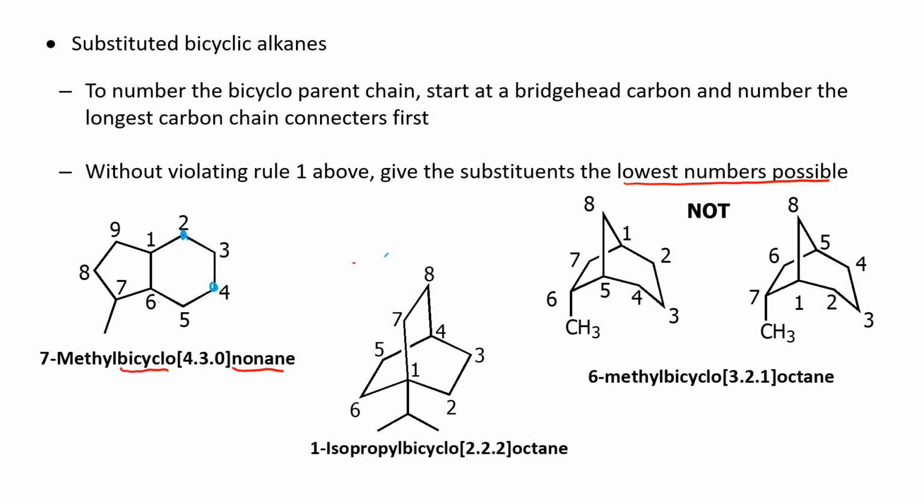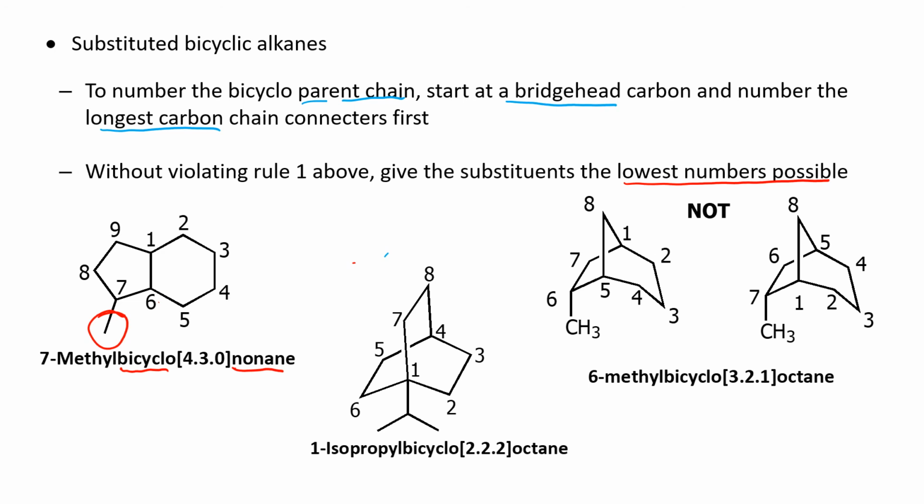Now, let's read the rule again. It says to number the parent chain, we're going to start at a bridgehead, number the longest chain connector first, so I know which way I'm going. But now I have to decide what numbering system gives my substituent, which is just a methyl, the lowest possible number.